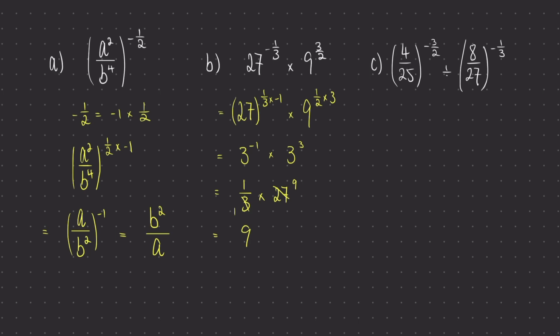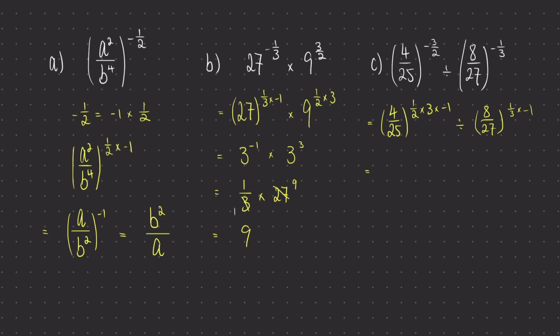Finally, for part C, these expressions are slightly more complicated, but again, we're going to process them one step at a time. For 4/25, I'm first going to apply a half, followed by 3, followed by -1. Those three numbers, of course, multiplied together give me -3/2. I'm then going to divide by 8/27. I'm going to apply the power of 1/3 first, and then the power of -1, which is just going to find the reciprocal. Of course, -1 times 1/3 is -1/3.